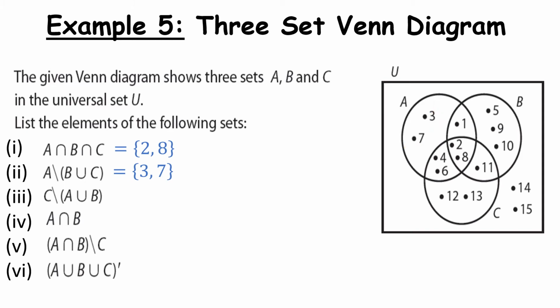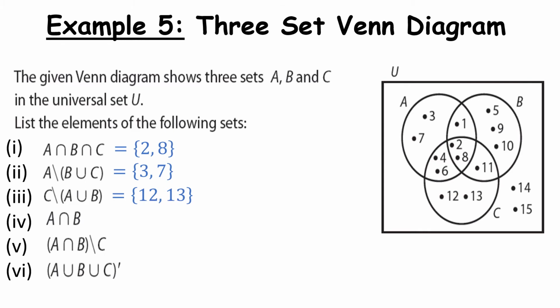The next thing we are asked to do is C, take away A union B. So here is C all highlighted, and then we take away everything that's in A or B. So that leaves us with 12 and 13.